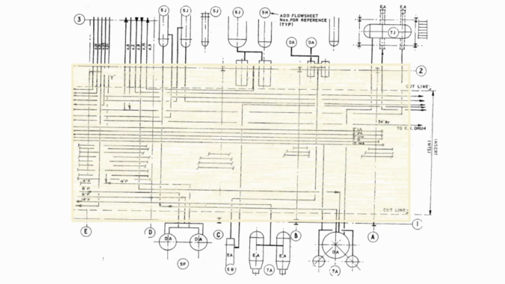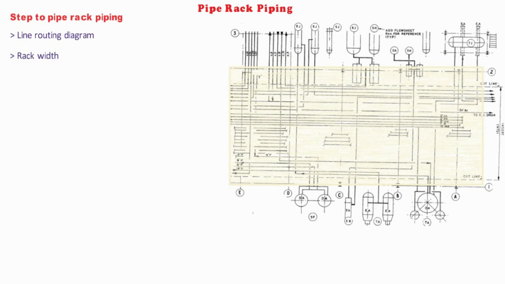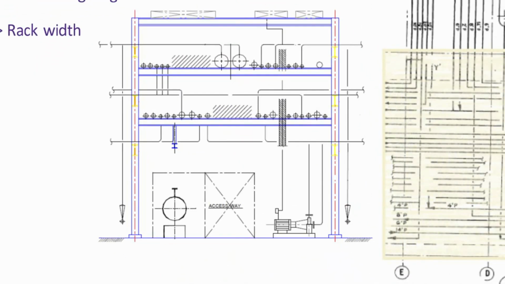Once the routing diagram is completed, the development of pipe rack width, structure column spacing, road crossing span, number of levels and their elevation should be started. The pipe rack width can now be worked out with the typical cross section of the rack with the levels.